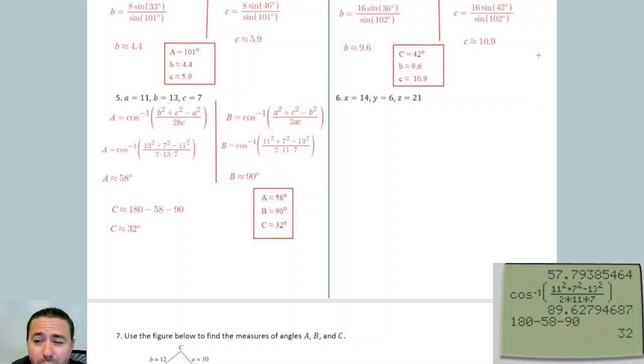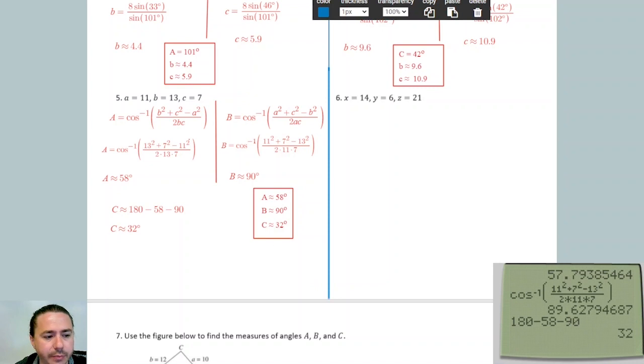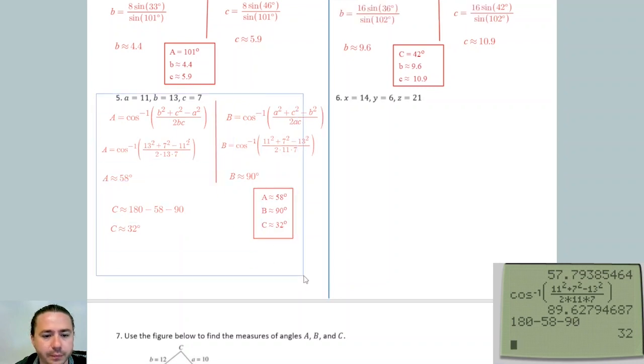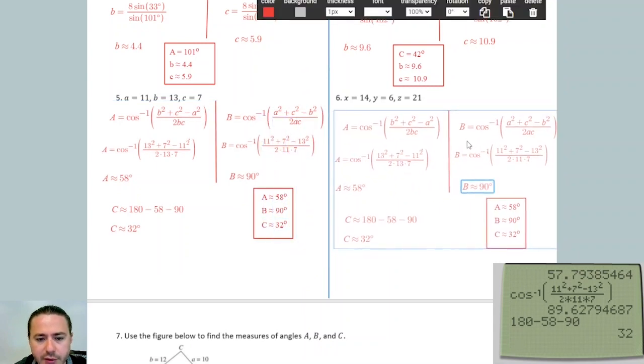Okay, now problem 6, we're going to work essentially the exact same way, except we're just going to make sure that we modify our parameters or variables to match up with the three that are given. So instead of A, B, C, we'll have X, Y, Z. Not a big deal, we just got to be careful.